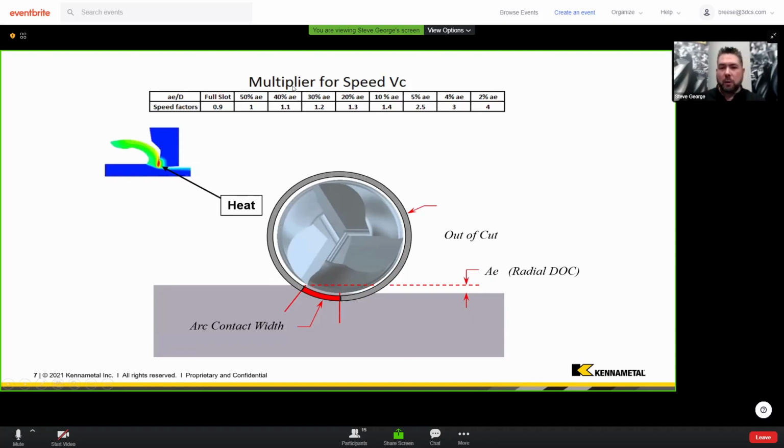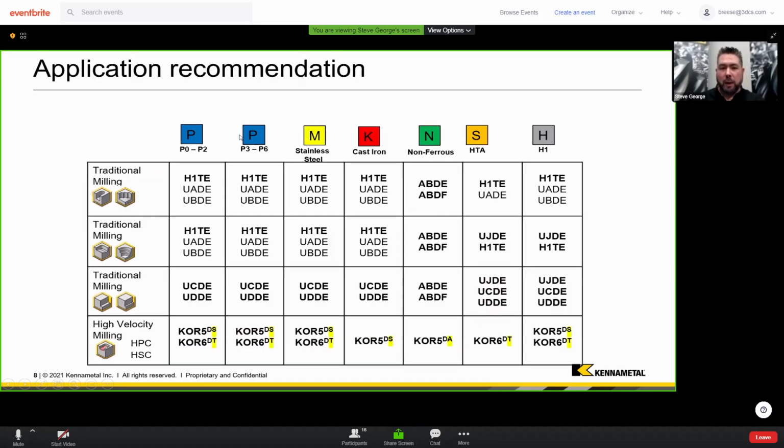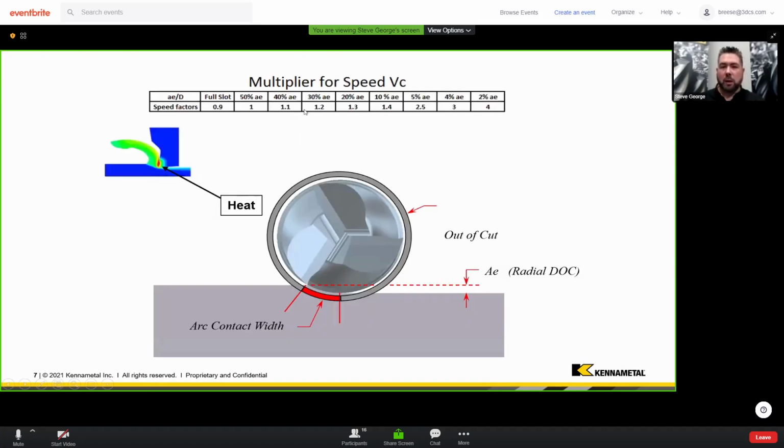These are some speed factors that I use, and we publish some of this stuff. This is also available in what we call our Novo system, which you can download to get recommendations. But if I am making a full slot, I'm actually going to drop off of my recommendations, and as I start to decrease the radial depth, I'm going to significantly increase that cutting speed.